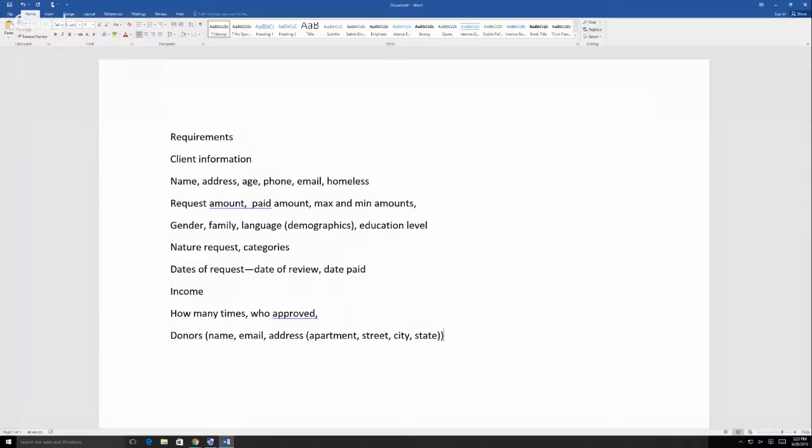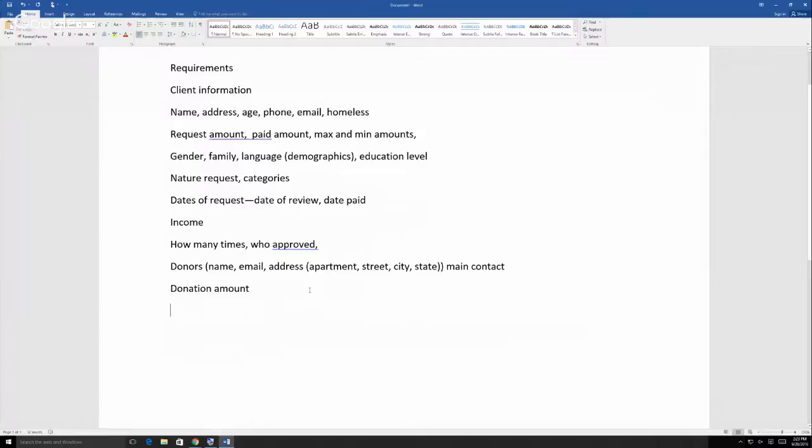A main contact person, possibly, particularly if it's a business or organization. Donation amount. Certainly the donation amount. I was thinking an identifier for the company of the donor, like a TIN, a tax identification number, and then would we also want a social security number to track? Do we need that? We might. I didn't do that, but you might need the social security number for tax purposes.